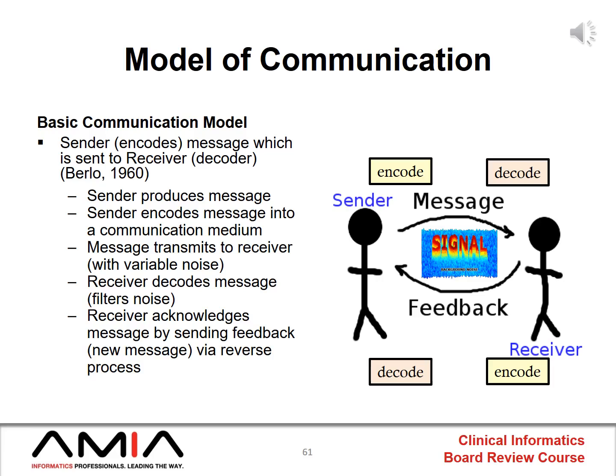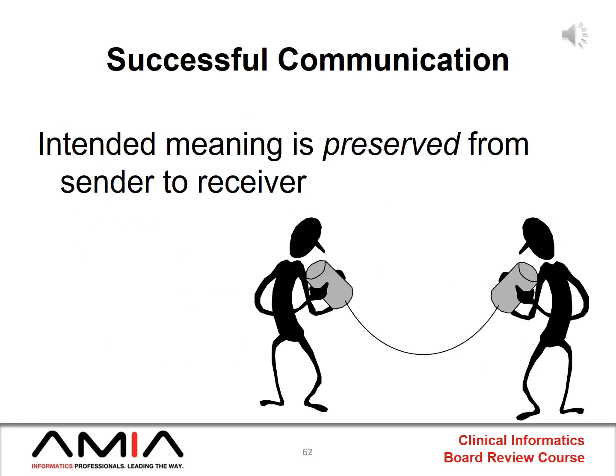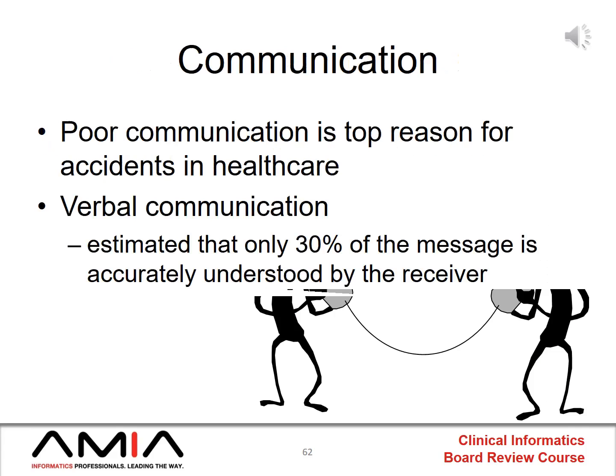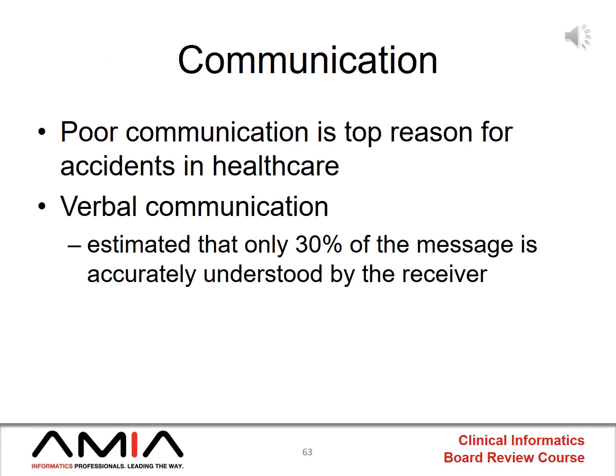The receiver then receives the message and decodes it after they have filtered out the noise, and then the receiver may or may not acknowledge the message by sending feedback to the sender via the same process. A successful communication is one in which the receiver understood the message as it was intended to be understood by the sender.